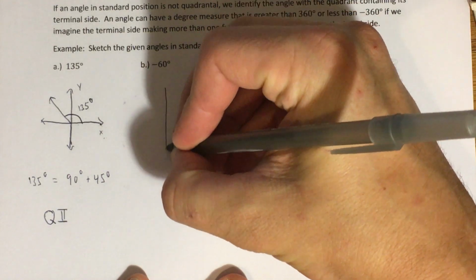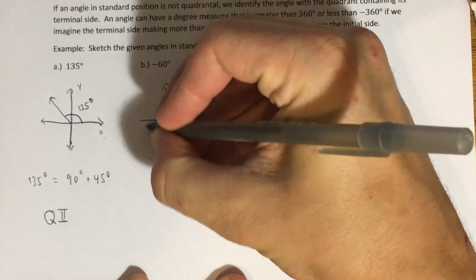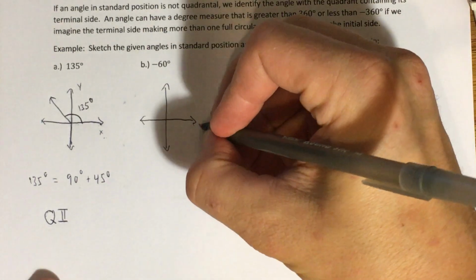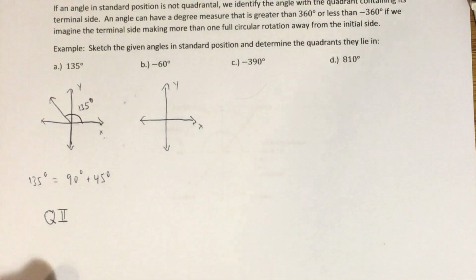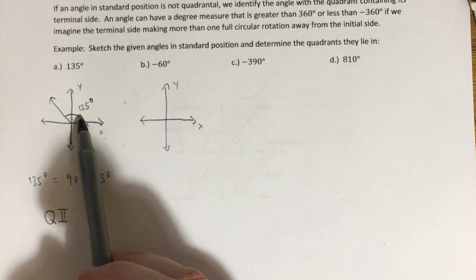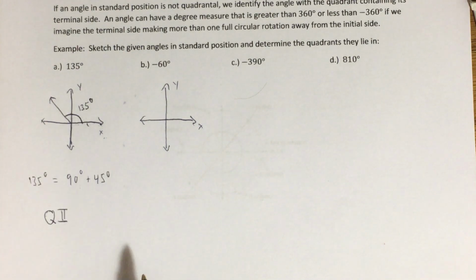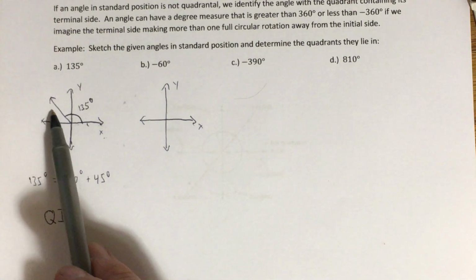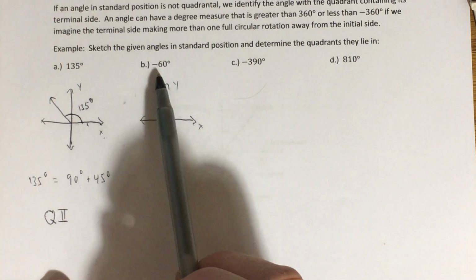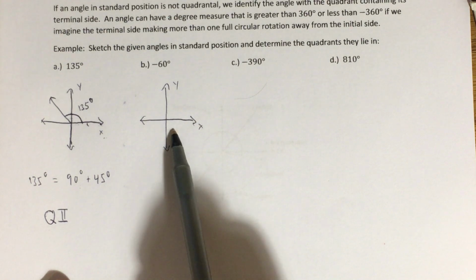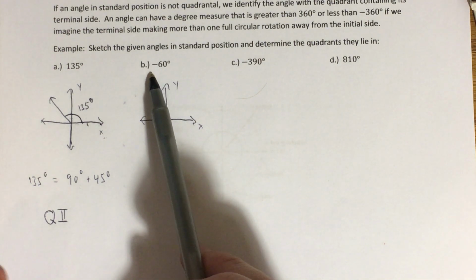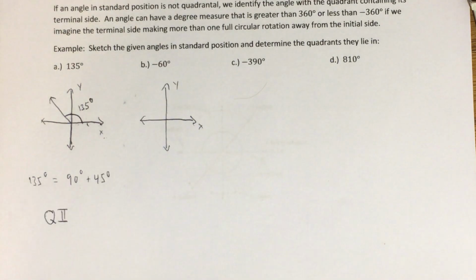Notice we have a negative angle in this case, negative 60 degrees. Okay, so I want to determine where that's going to be. Now remember, this first angle, I rotated counterclockwise from my positive x-axis to get to that terminal side, because this was a positive angle. With a negative angle, we're going to move clockwise as opposed to counterclockwise. That's really all the negative is being used for. Beyond that, I just think of it as a 60-degree angle.